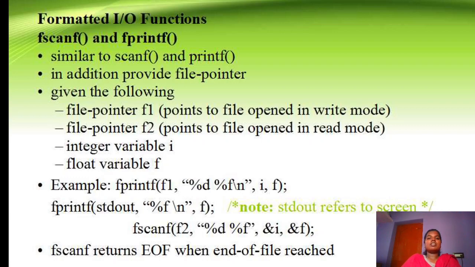fprintf f1 comma percentage %d comma percentage %f comma i comma f. Then fprintf stdout comma percentage %f comma slash n and f. Similarly, the example for fscanf is fscanf f2 comma percentage %d percentage %f comma ampersand of i comma ampersand of f. And fscanf returns EOF when the end of the file is reached.